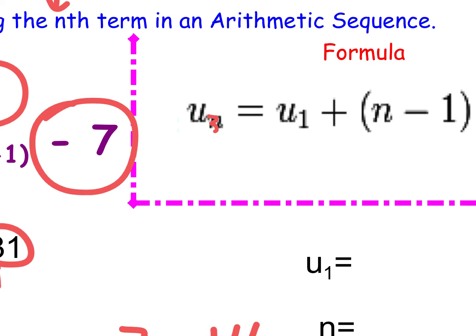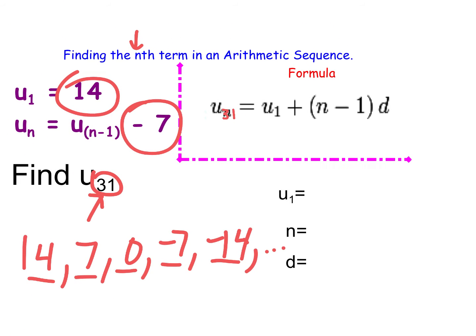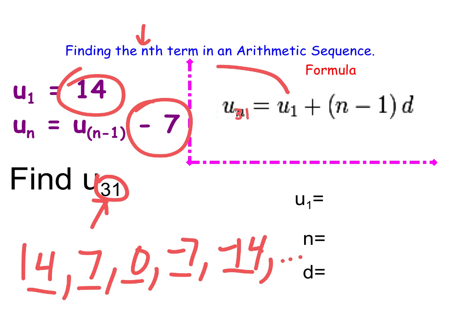U sub n, which we know, it's 31. U sub 31, copy this down with me now, equals U sub 1, but wait, we know what U sub 1 is. They told us what U sub 1 is right there. So it's 14 plus n minus 1. What's n again? Remember, that's the n right there. They told us what the n was. The number of terms that they want is 31. So I go 31 minus 1 times, somebody smart, you're going to know what the d is. I'll give you a hint. It's the CD, really.